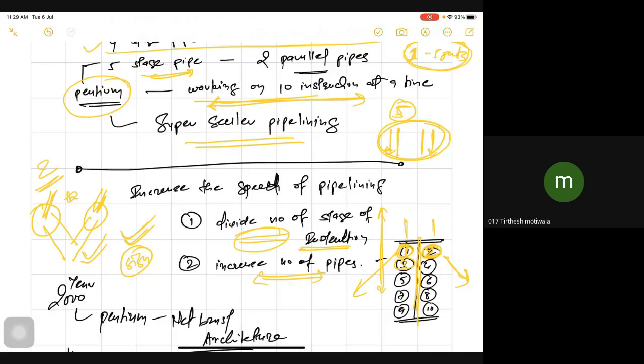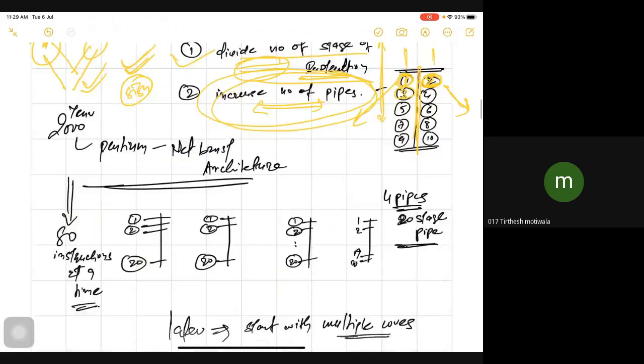So the same concept is applied over here. You can divide your instruction into a number of stages. This is one way to increase the speed. Second way is to increase the number of pipes, that is, the number of cores. So by this way, you can increase the speed of your processor.